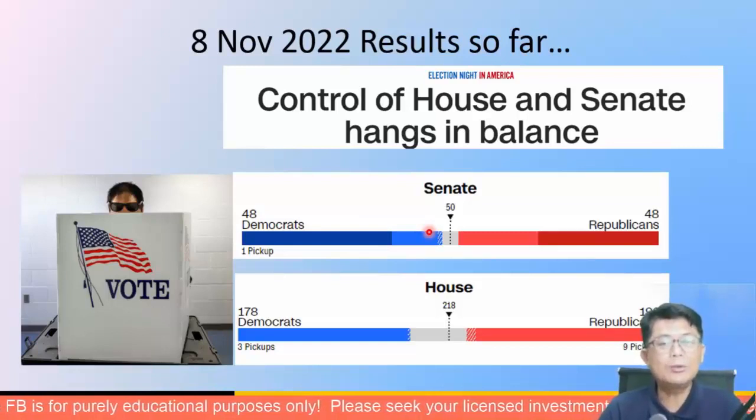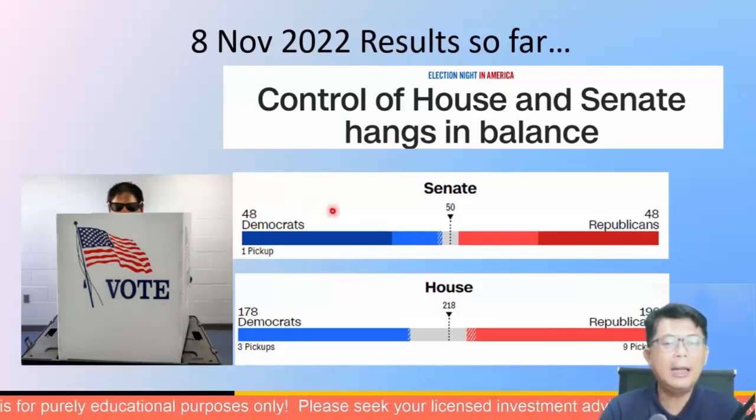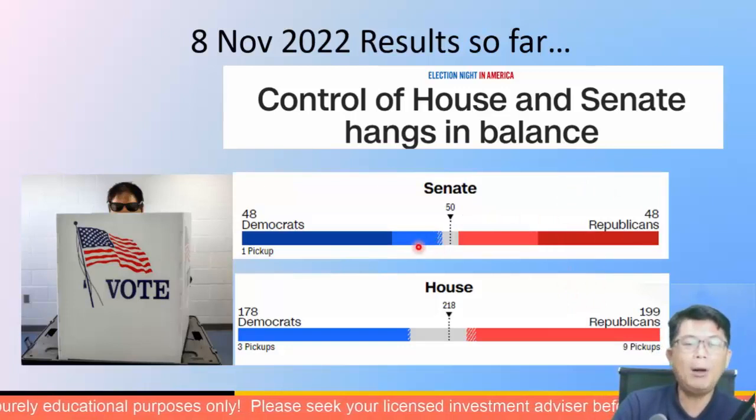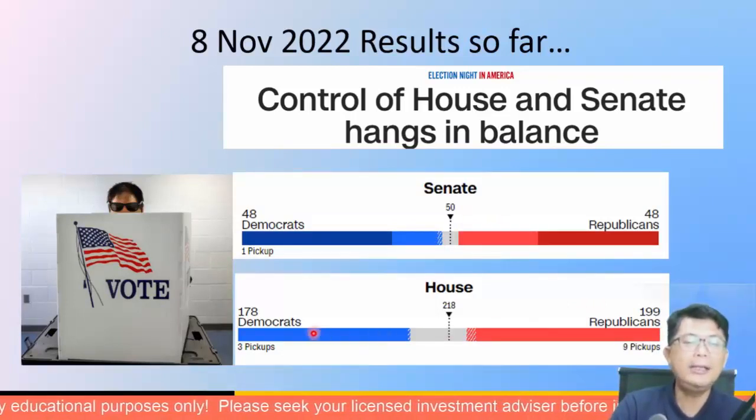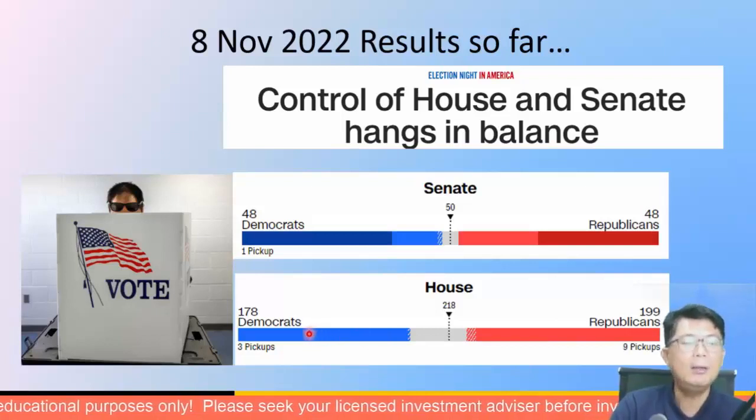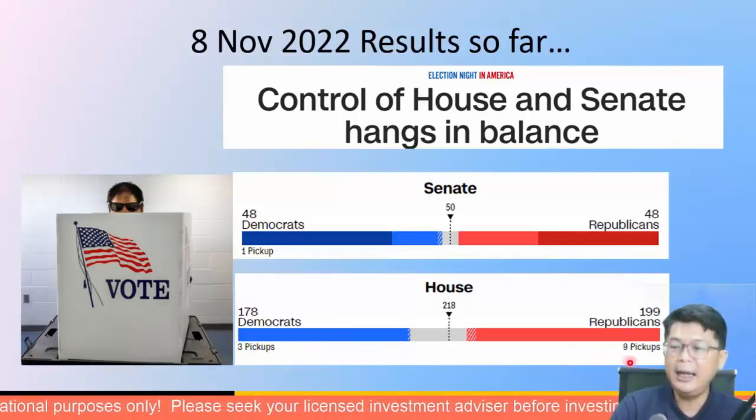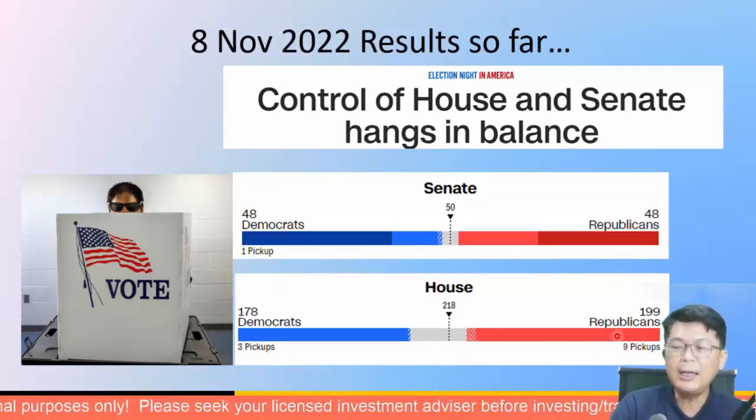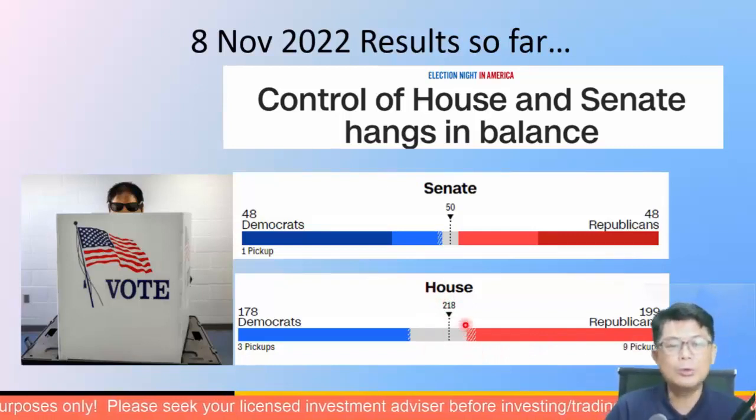So right now, the result so far is 48 for Democrats and 48 for Republicans, because Republicans were expecting a sweep of maybe around 52 seats. But you can also see Democrats in terms of the House membership have started to crawl back. They took 3 seats and have picked up 9 seats, which means more of a flip. 199 is Republican here, so to control the House they need just one hit.